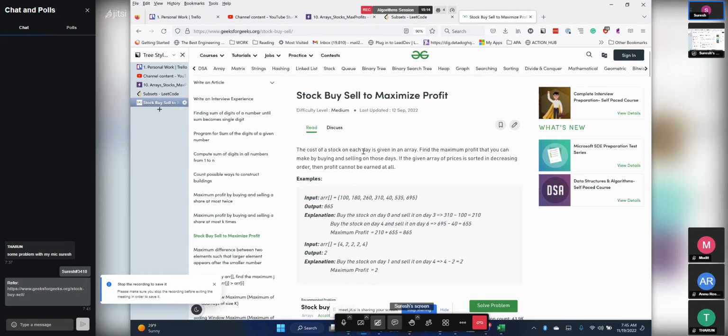The cost of stock on each day is given in an array. By the way, is anyone using the stocks, buying and selling stocks? There are a lot of apps coming in India, right? Have you tried, Tarun or Anu? No, not yet. First, you guys need to earn the money, and then try all these things.